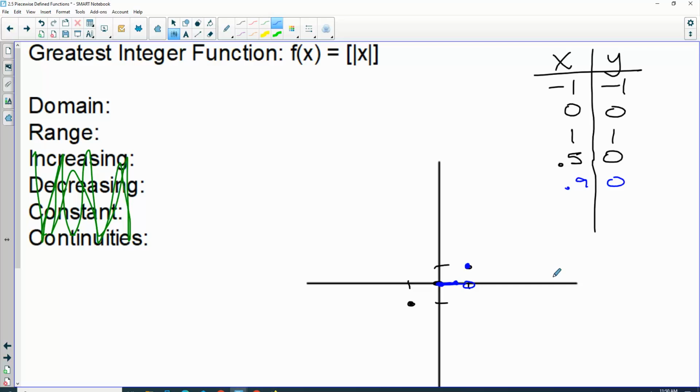So the greatest integer is always going to look like stair steps. Because if I put in 1, I get out 1. If you put in 1.5, what are you going to get out? 1. If you put in 1.9, you're getting out 1. So we're stuck here getting 1s until we put in 2. And then once we put in 2, it jumps up here. So we have an open circle underneath it. So our pattern is, it's a closed circle on the left, open circle on the right, and just a horizontal line in between.